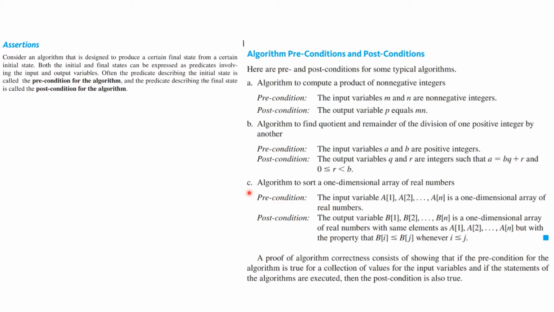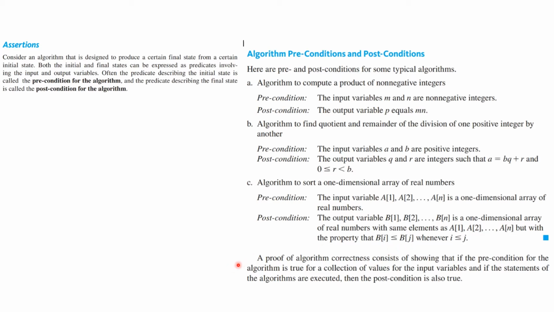And suppose, as a third example, the algorithm was to sort a one-dimensional array of numbers. Well, the precondition would be the input variables, all of the numbers in this one-dimensional array, but the output variable would be b1, b2, b3 through bn, a different one-dimensional array of real numbers with the same elements as the first array, but with the property that they are in increasing order.